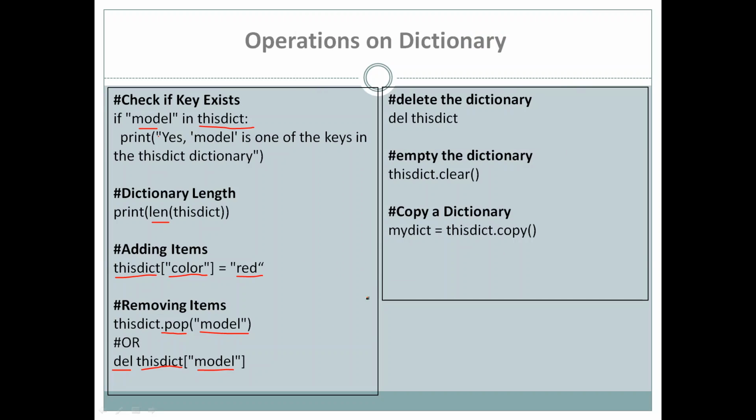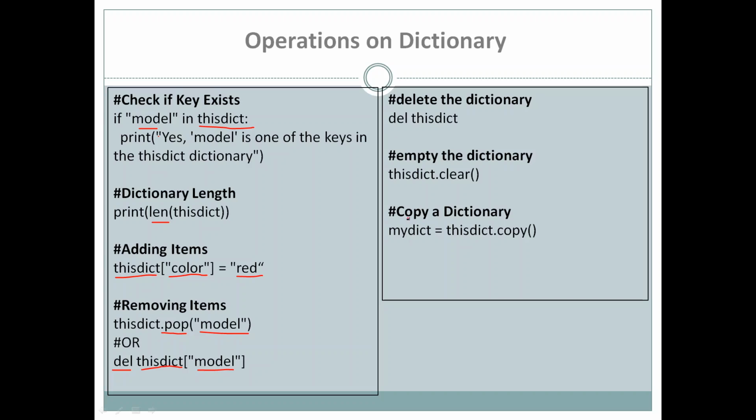Okay, next operation here, we can delete the dictionary itself. So if you want to delete a dictionary, complete dictionary, you can use del this dict. If you say del this dict, the complete dictionary will be removed. This I'll show you at the end. Before that, we will go through the next items.